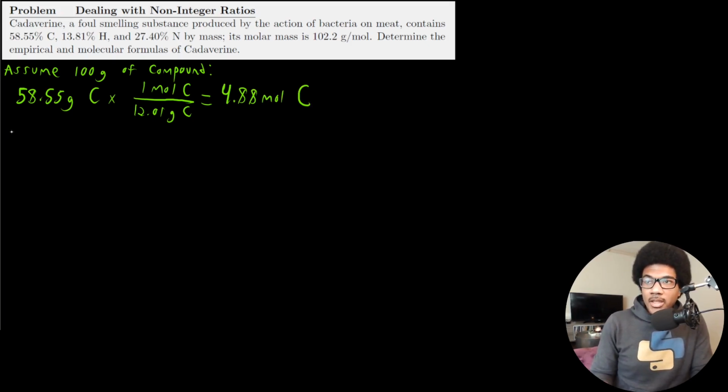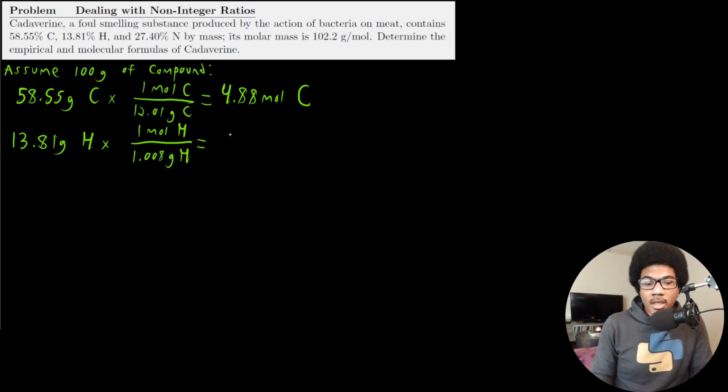Now the next one is hydrogen. For hydrogen, we will have 13.81 grams of hydrogen in a 100 gram sample. Again, looking on a periodic table, for every 1 mole of hydrogen, we'll have 1.008 grams of hydrogen. And so that's going to give you 13.70 moles of hydrogen.